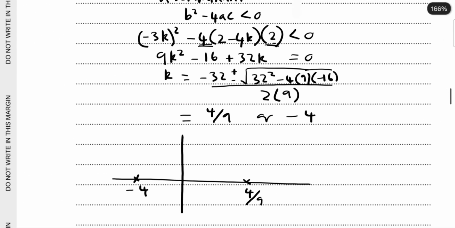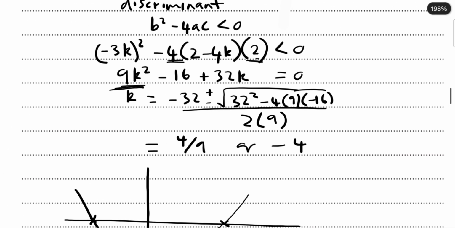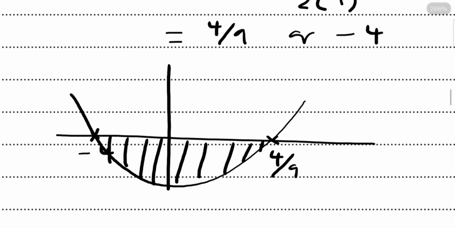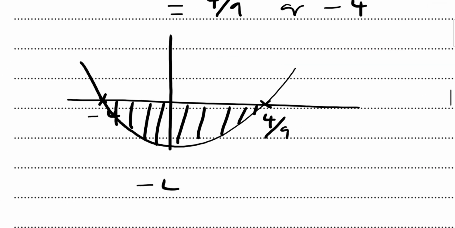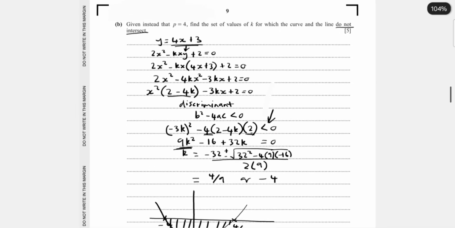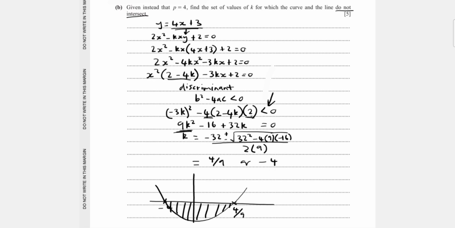And because the coefficient of k squared here is positive, we know the graph will look like this. And because we have a less than sign here, it means we're considering this region which is below the x-axis. And we can see that we have that region from minus 4 through to 4 over 9. And that will be the region or the set of values of k for which the curve and the line do not intersect.